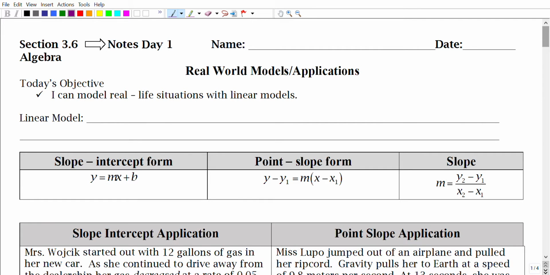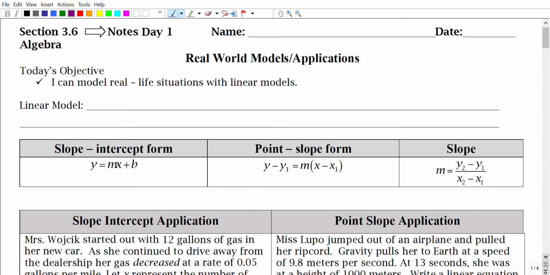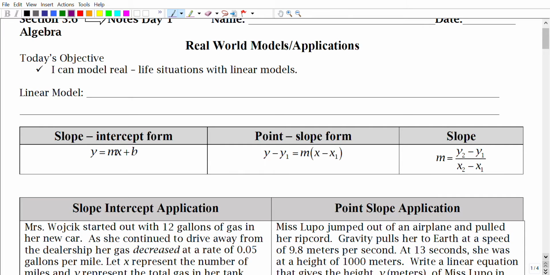Today we're going to be talking about real world applications of every single thing that we have been doing for this chapter. So we're basically wrapping up the chapter with real world situations where we can use our linear equations, and we are going to try to reach that objective today. Our objective is to model real-world situations with linear models. So let's define what linear models are.